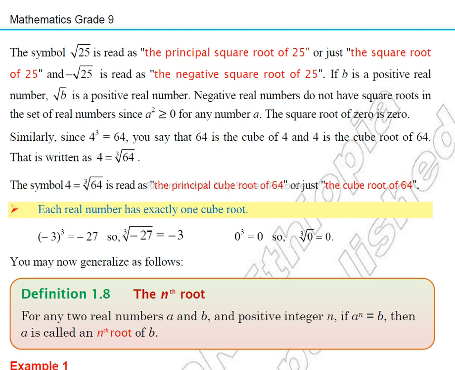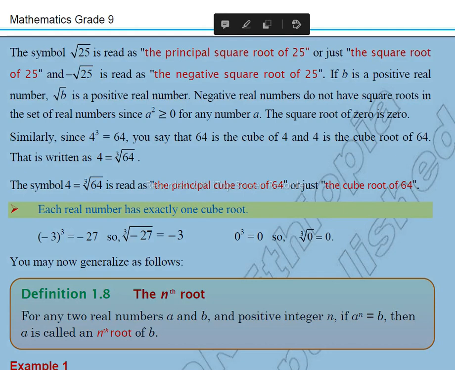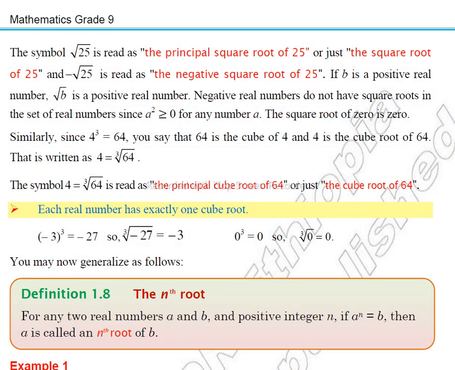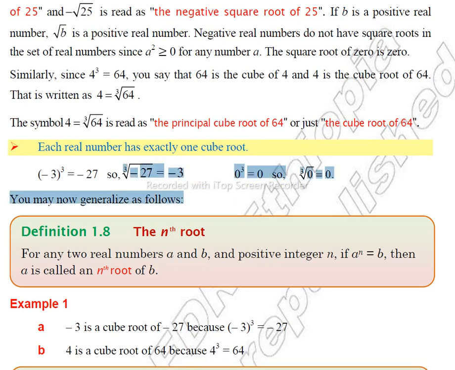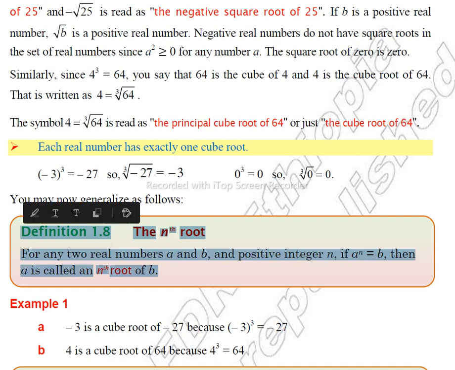Each real number has exactly one cube root. For example, if you take negative 3 cubed, it gives us negative 27. The cube root of negative 27 gives us negative 3, because negative 3 times negative 3 times negative 3 gives us negative 27. We see all this with examples. In future we will do all the exercises under this.